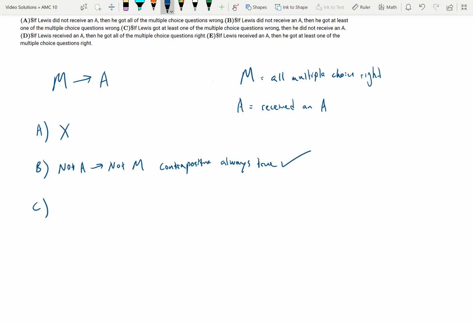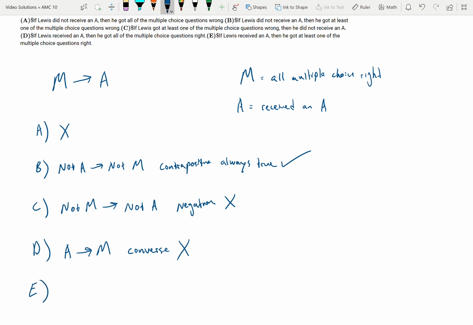So C: if Lewis got at least one of the multiple choice questions wrong, then he did not receive an A. That's like saying not M implies not A. That's just the negation, and that doesn't necessarily follow. D is saying if Lewis received an A, then he got all the multiple choice correct. That's like saying A implies M. That's the converse, and the converse is not always going to be right.